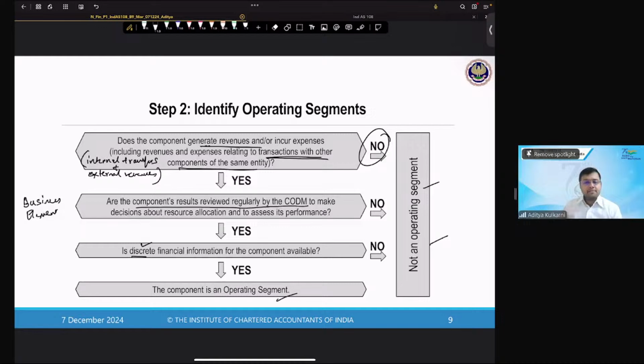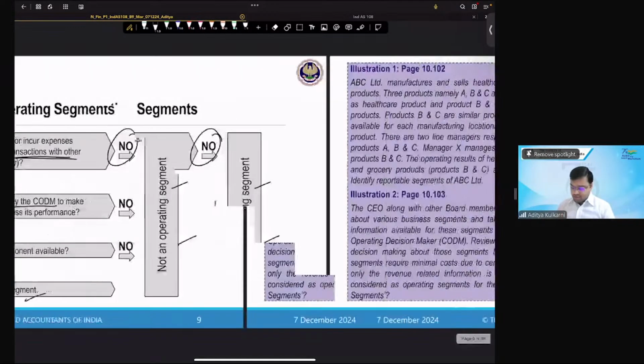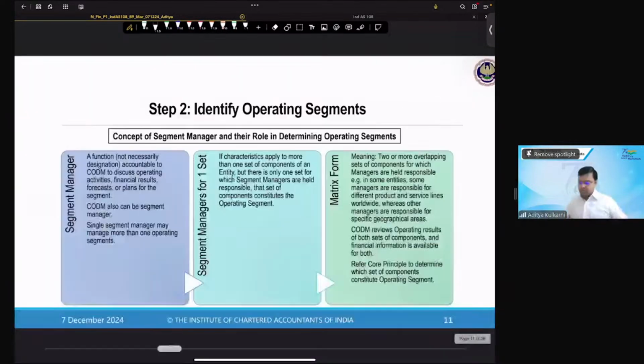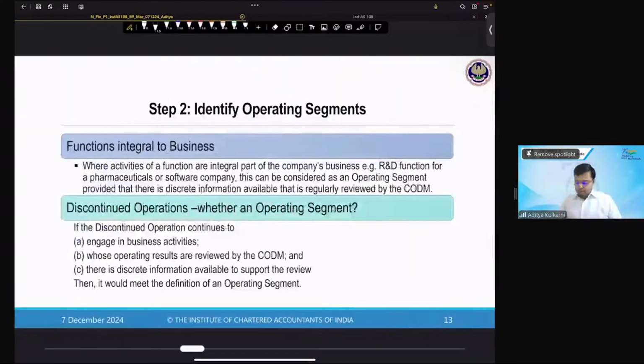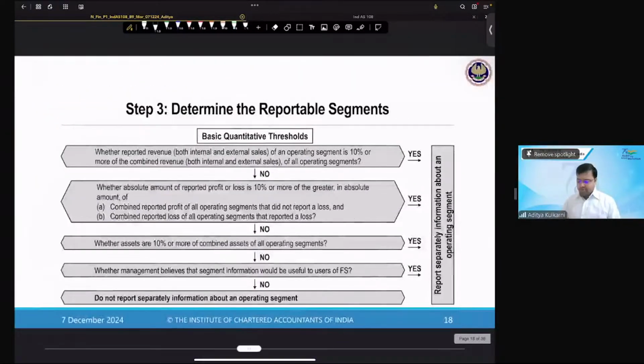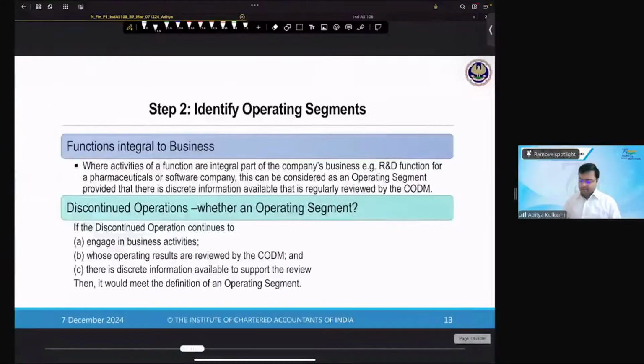Did we understand? Yes. Yes, sir. Okay. Jeannie, Pooja, Stephen, Kishore. Yes, sir. Fine. Okay. So that takes care of this. Now we have certain illustrations. Step number 2 is slightly big. Then we come to the reportable segments.